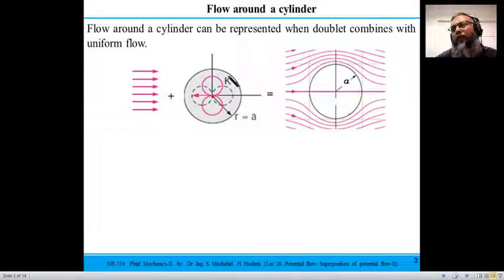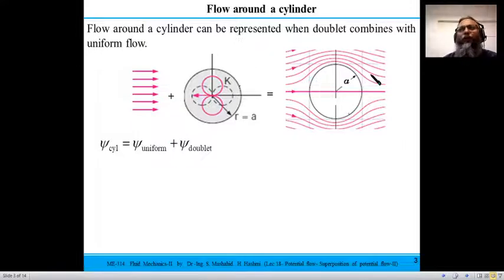So uniform flow combined with doublet ends up with a flow pattern where you have a cylinder, and fluid is moving over the cylinder, and these are the streamlines. You can see the streamlines here are much closer, so we expect the spacing between the streamlines is small, so we expect there is a higher velocity and obviously lower pressure here. So now let's work out their corresponding stream functions.